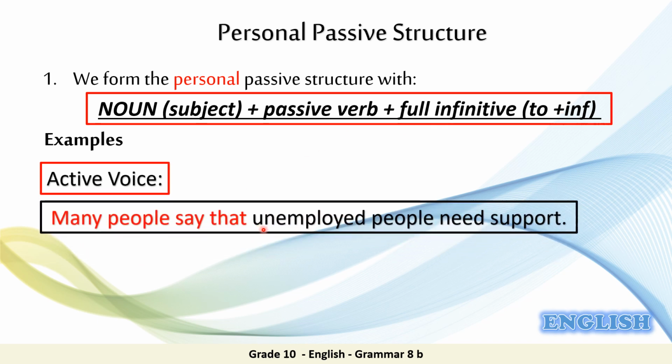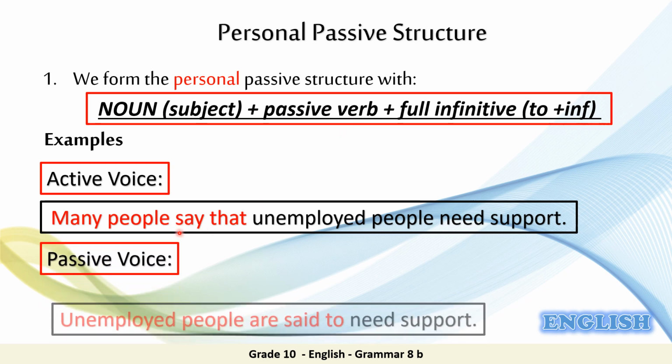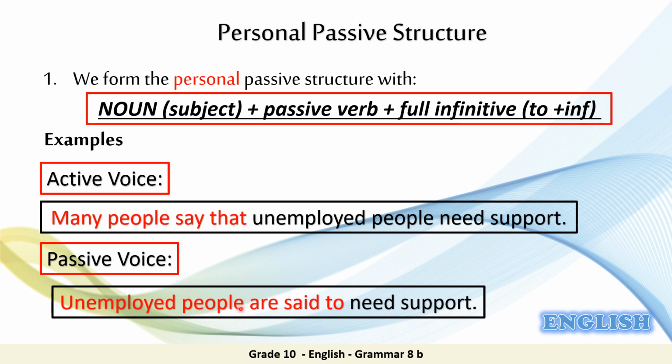Many people say that unemployed people need support. So this is the active voice. Let's follow this rule. We are talking here about unemployed people, so we can use it as the noun or the subject. Then the passive verb of say. Let's find out. Unemployed people are said to. So we have used this verb, say, because this is in the present simple tense, we changed it into are said to plus the infinitive form of the verb need. So unemployed people are said to need support.